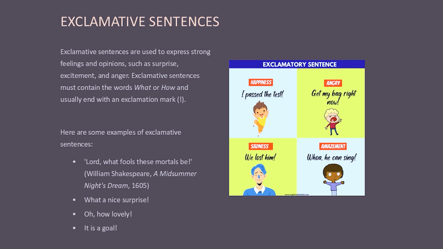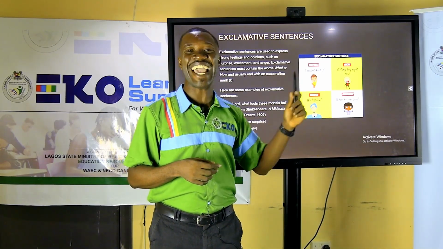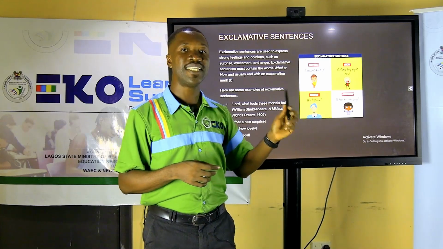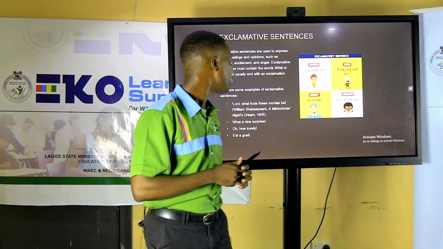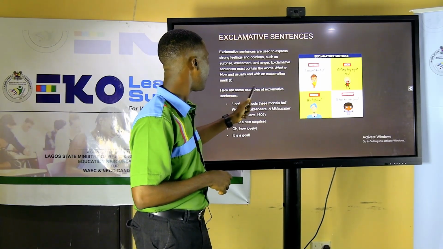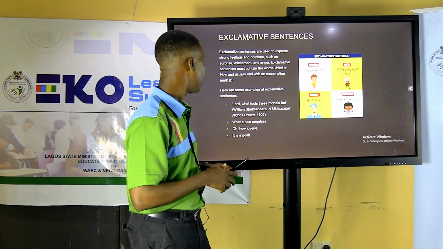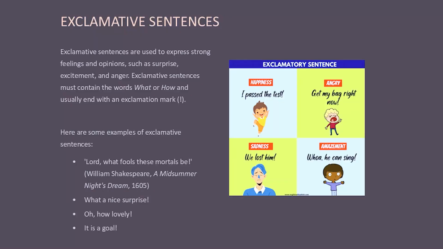It must always end, like the interrogative sentence ends with a question mark, the exclamative sentence must end with an exclamation mark. And here are some examples of exclamative sentences. Lord, what fools these mortals be! A very good example. This is taken from William Shakespeare's A Midsummer Night's Dream. It's taken from page 1605.